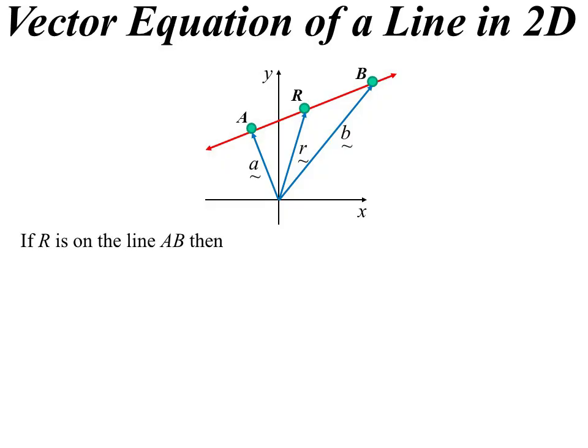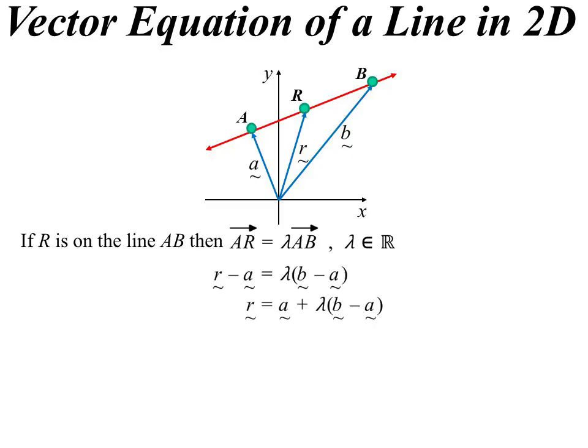Now what I do know then is that the vector AR is some multiple of the vector AB. So if I work that out, I can say R minus A is equal to lambda (B minus A). Let's say R is the unknown, so R is equal to A plus lambda (B minus A). And that now gives us an equation of the line, but in vector form. So that's the format of a vector equation.